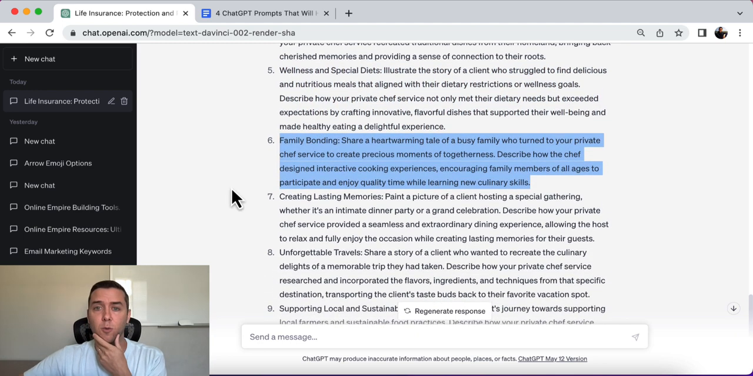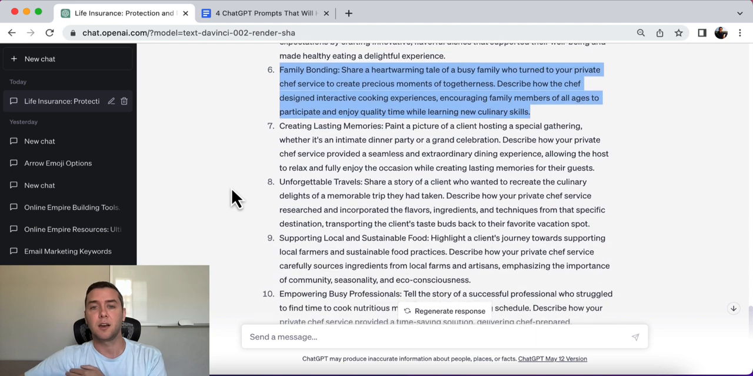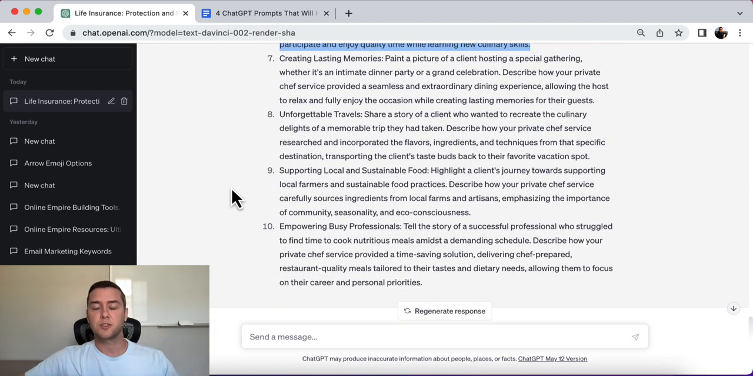Family bonding. Share a heartwarming tale of a busy family who turned to your private chef service to create precious moments together. Okay, on and on and on. So just insert your business, insert your product, and create stories around these ideas.